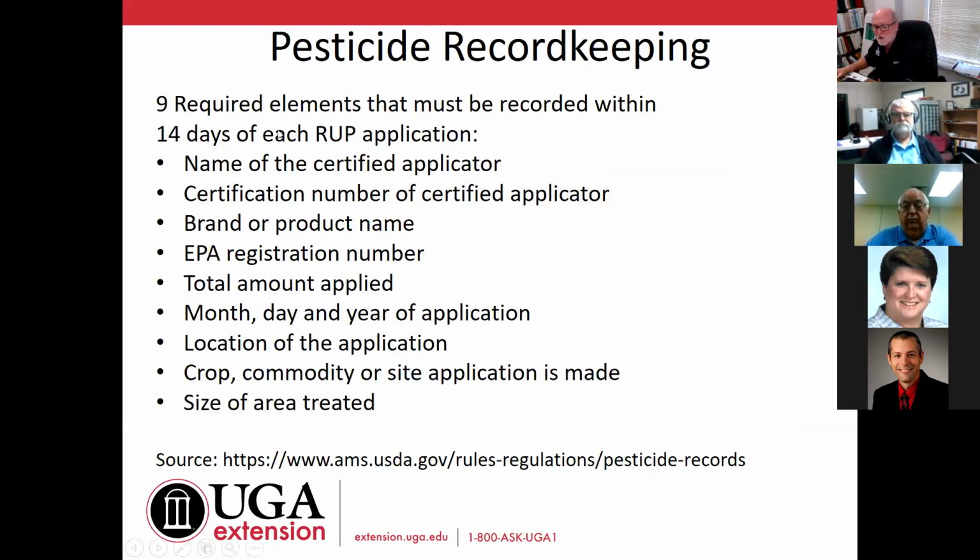There are 9 required elements that must be recorded, and those applications should be recorded within the first 14 days. Those 9 requirements are the name and certified applicator number, along with the product name, EPA registration number, how much was applied, the time, date, month, and year of the application, the application location, the commodity that was targeted, and the size of the treated area.